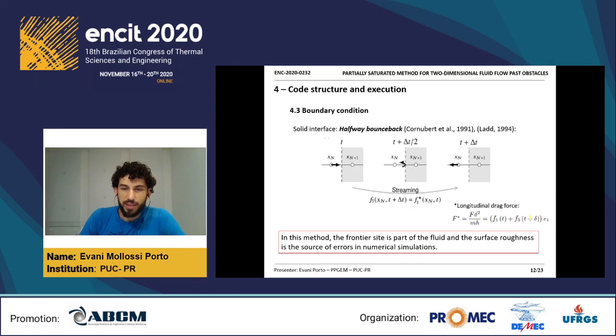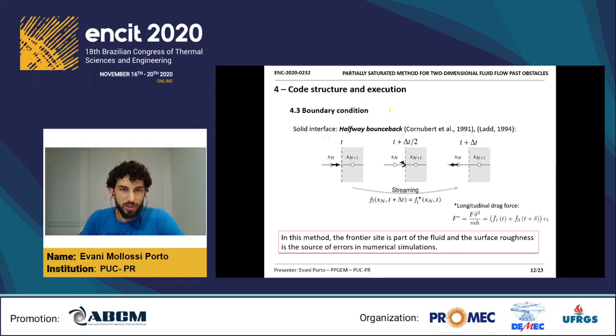And by summing the populations in the first direction and the opposite direction, we have the total force on the solid interface, for example. But in this system, the frontier site is part of the fluid, and the surface ruggedness is the source of errors in numerical simulations.